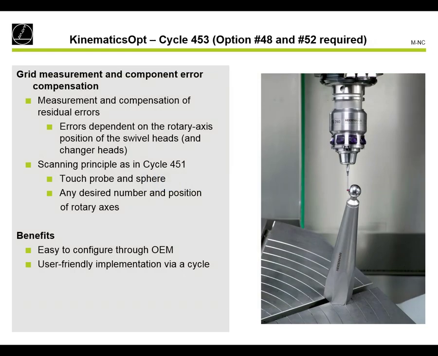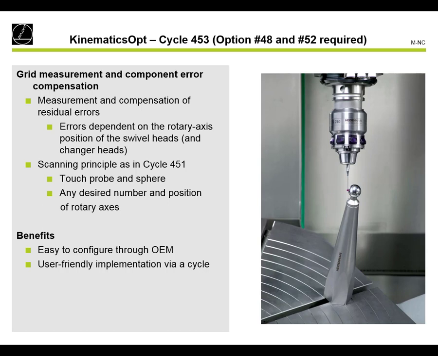A new cycle for kinematics opt is the cycle 453. It's the grid measurement. For this cycle, you define the positions where you want to measure the kinematics in a KCO, kinematic compensation table. So in this kinematic compensation table, you define the values or the points on which the machine should be measured. Normally these are 50 to 60 points, and the control just drives to the point.